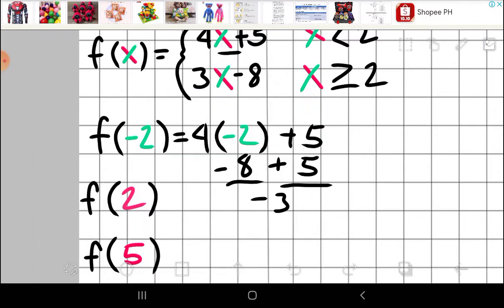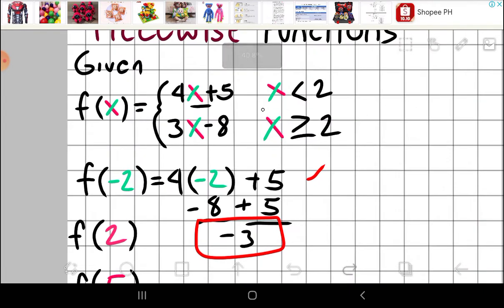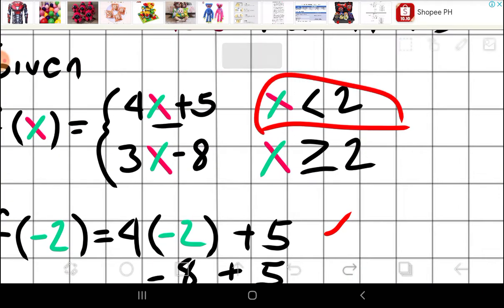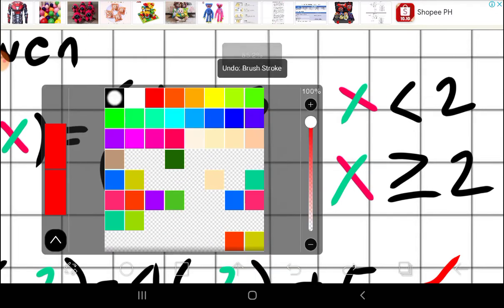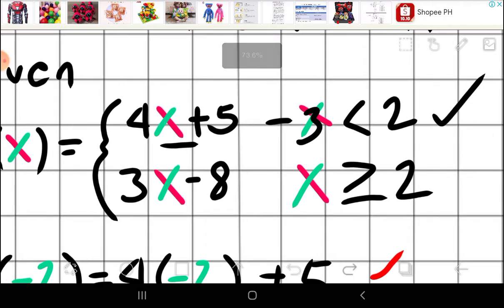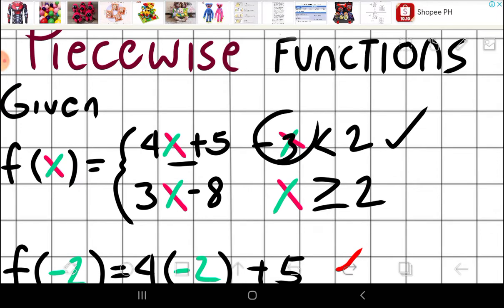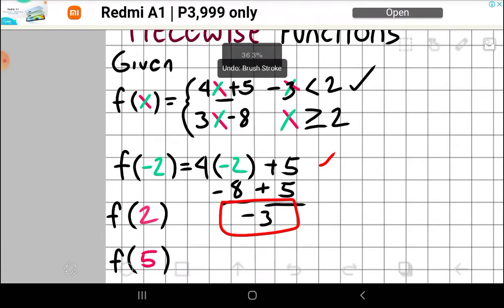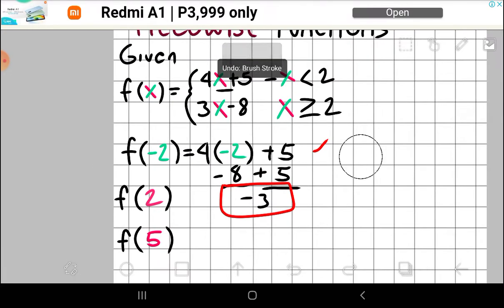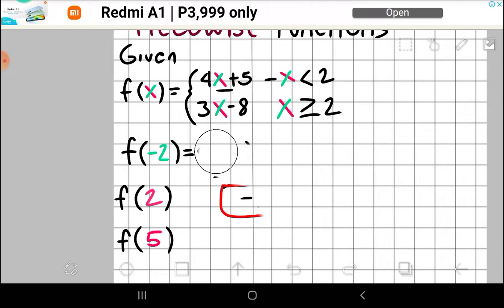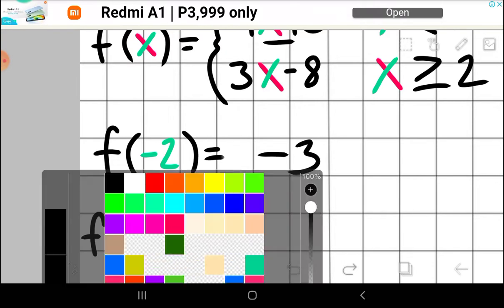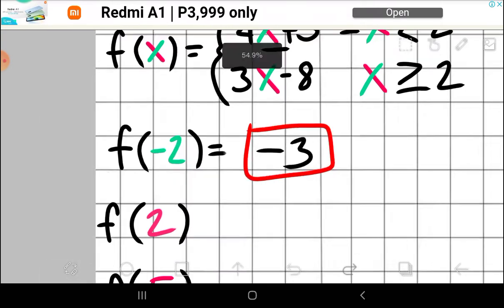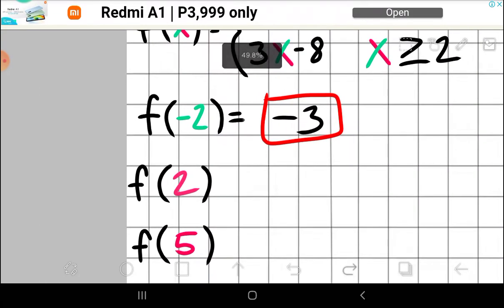So, the answer is negative 3. This is the final answer of number 1. So, is it true that negative 3 is lower than 2? It's true. Negative 3 is lower than 2. So the answer here is negative 3. Let's highlight the answer. So for the next one is 2.